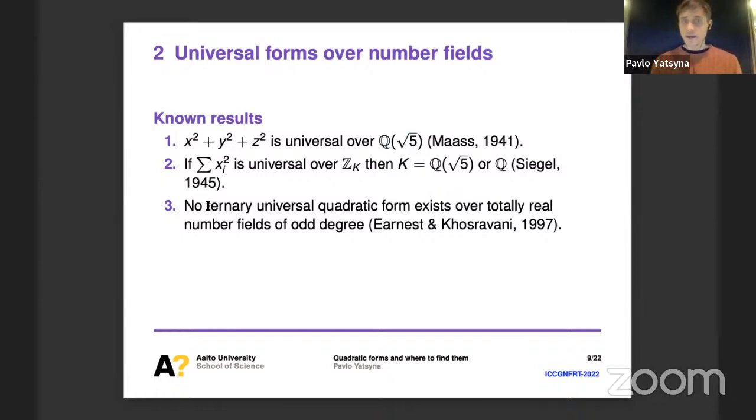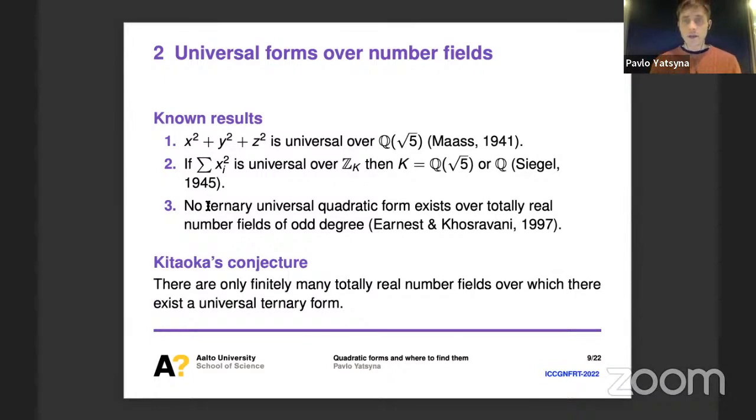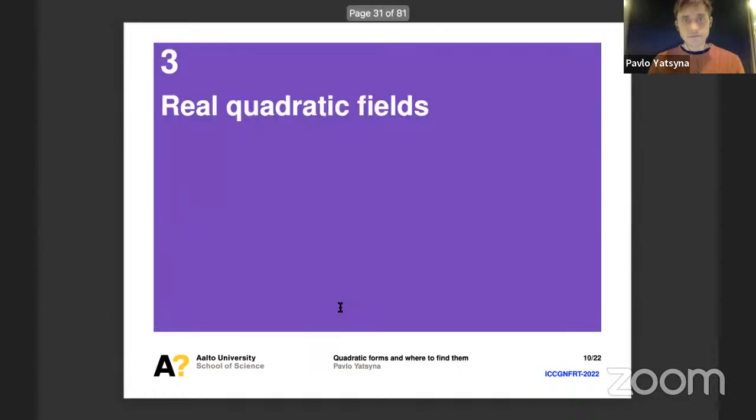And speaking of universal forms in three variables, there's an extremely important conjecture in this area, which is called the Kitaoka conjecture, which says that there are only finitely many totally real number fields which have a ternary universal quadratic form. So this would be one of them, and we don't know the complete answer for this conjecture as yet.